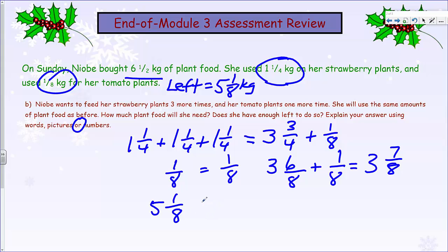So the question becomes, I'm just going to draw a line here, which number is larger? Because the question is, does she have enough left to do so? Well, this is how much she had left. This is how much she's going to need to use to feed her tomato plants one more time and her strawberry plants 3 more times. And the answer is yes, she will have enough, because this is 5 1/8. That's a larger number, so yes, you're going to have enough.